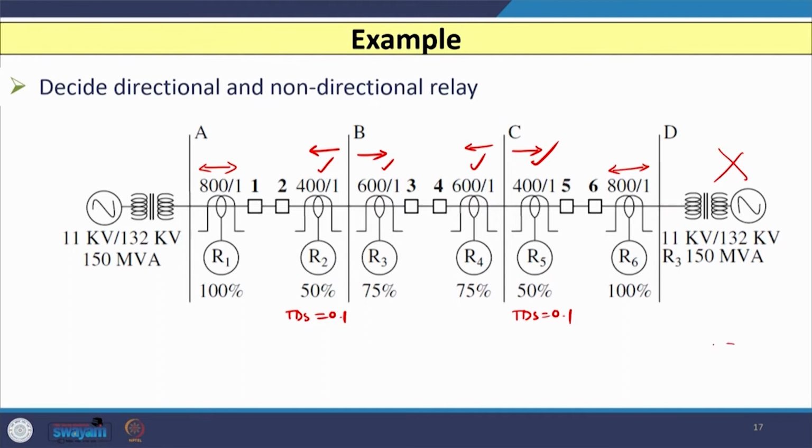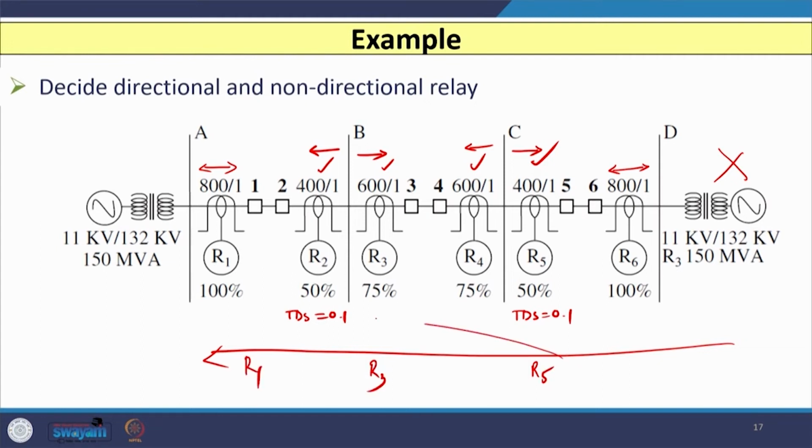So, obviously, what we have to do in this case, we assume that this source is not connected, and then we have to move from load end to source end. This is case number 1. In that case, we have to consider relay R5, relay R3 and relay R1, and we have to carry out coordination of these 3 relays. This is for case number 1.